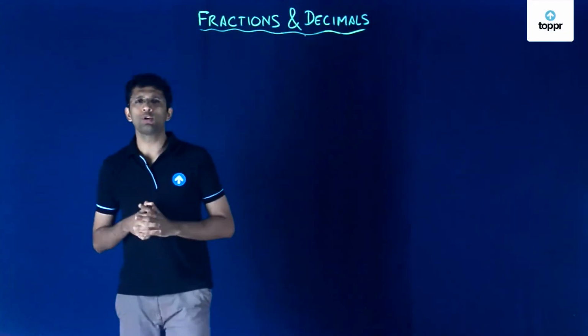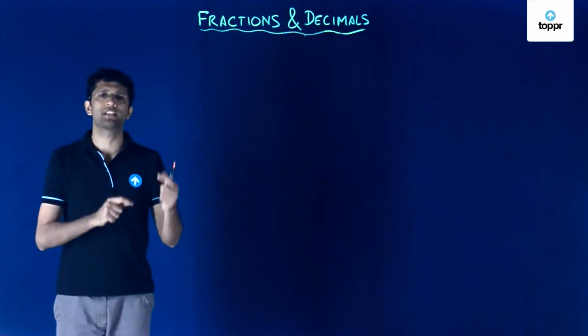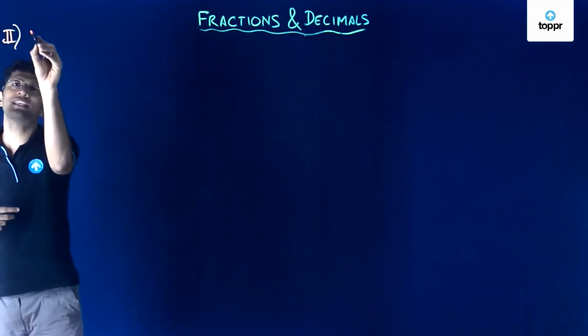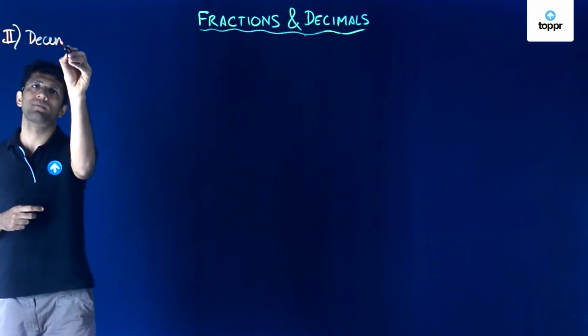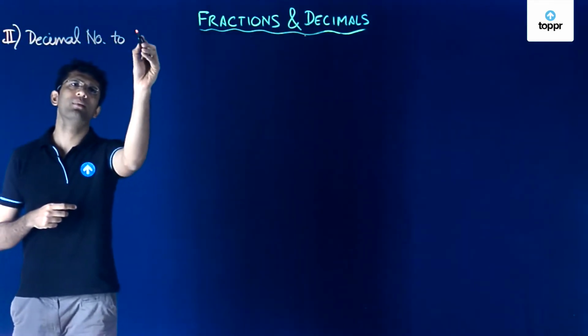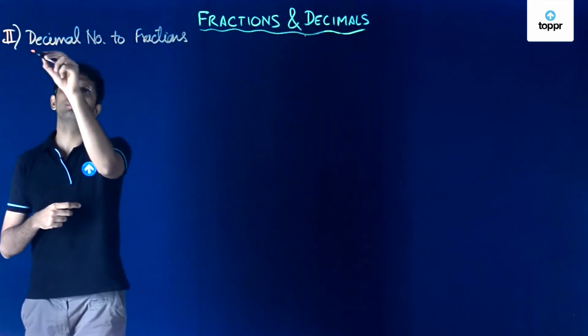Well, we can also convert decimals back into fractions. So we have seen the conversion of fractions to decimals. Now we will look at the reverse conversion, that is, conversion of decimals into fractions. So we are dealing with decimal numbers and we will convert decimal numbers to fractions. Let us see how this conversion can be carried out.